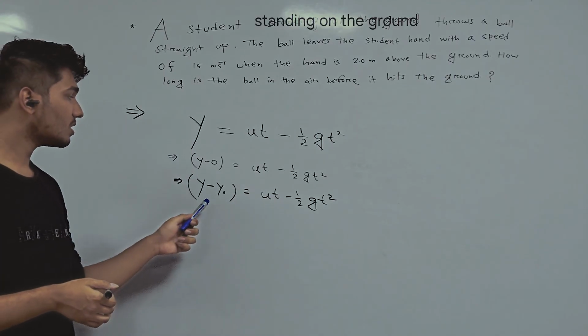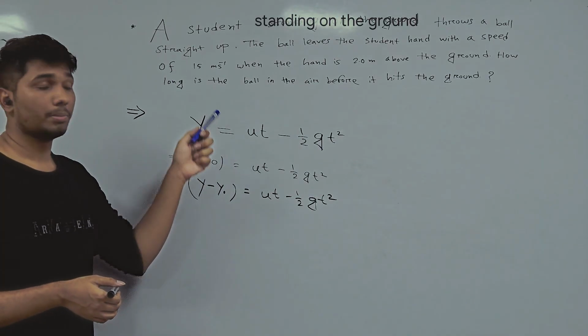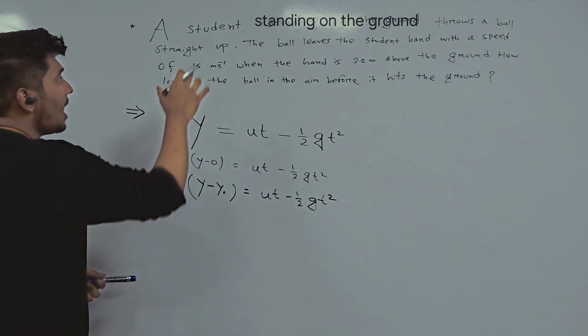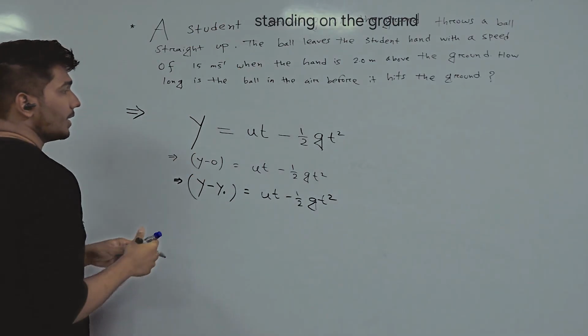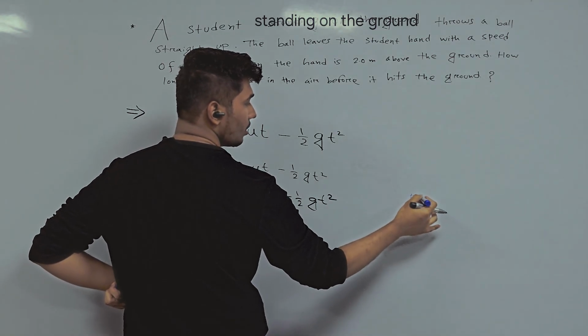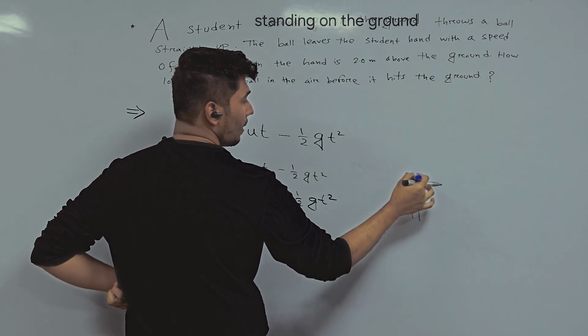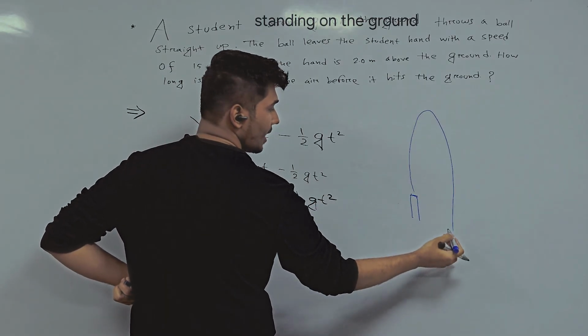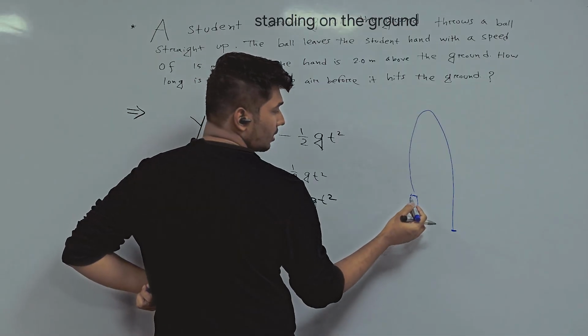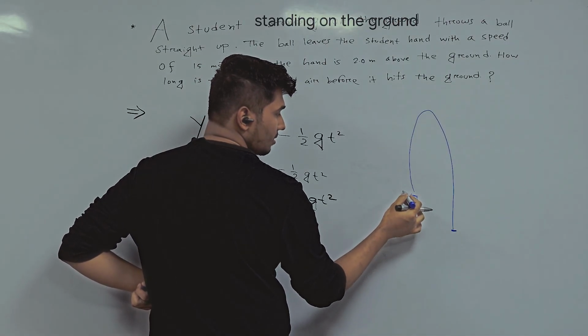Now I want to use this equation for solving this problem. How can I use this equation on this problem? Suppose I am drawing the scenario here. Here is a boy who threw the ball, and this ball finally landed on the ground. So this height is given, which is 2 meters.